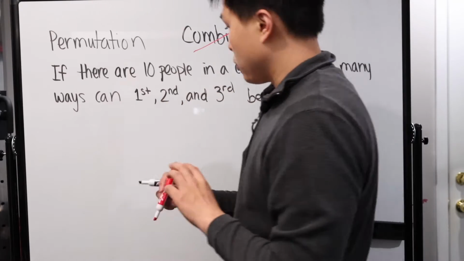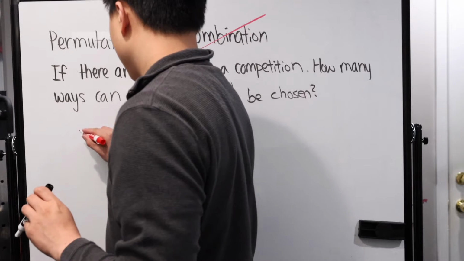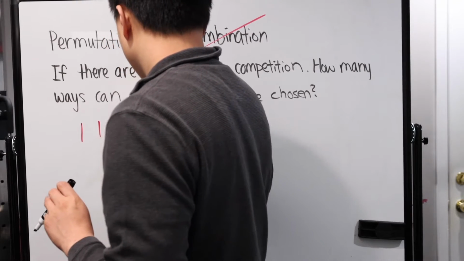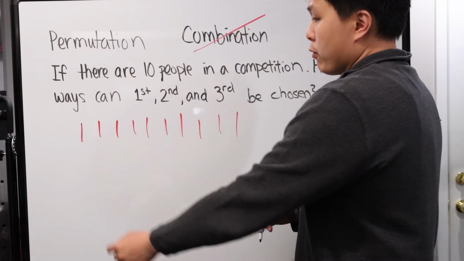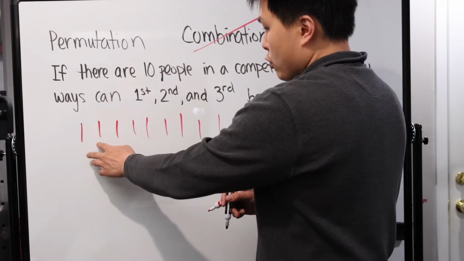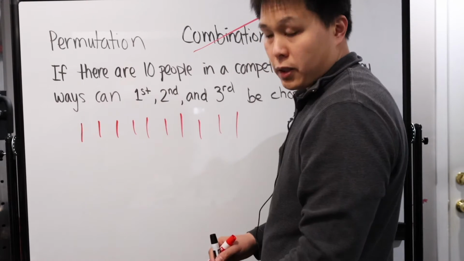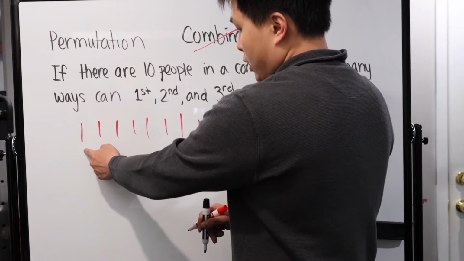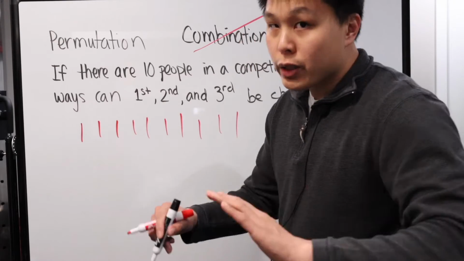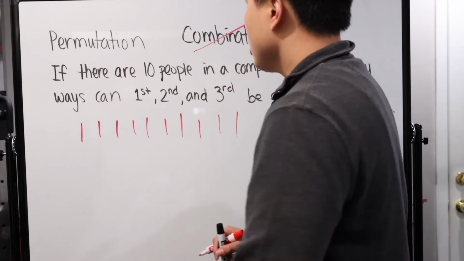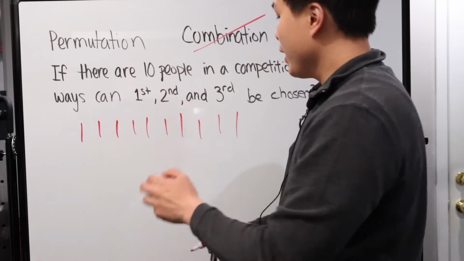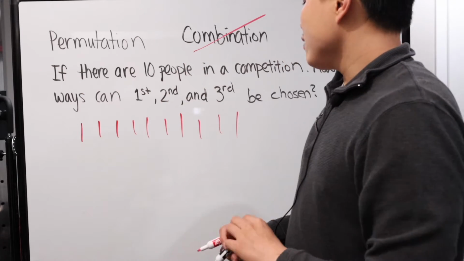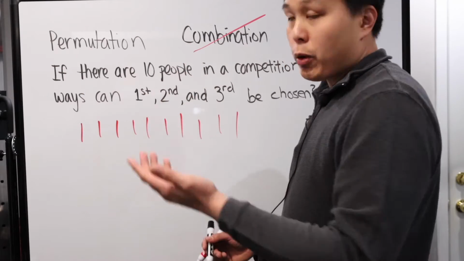Remember, there are 10 people: 1, 2, 3, 4, 5, 6, 7, 8, 9, 10. Let's just say, for example, you chose this person as first place versus you chose this person as second place, and then you flip it, this person as second and this one as first. That's two very different results. That's permutation. So let's look at this. We have 10 people in a competition, and we have to choose first, second, and third place. How many ways can we choose it?